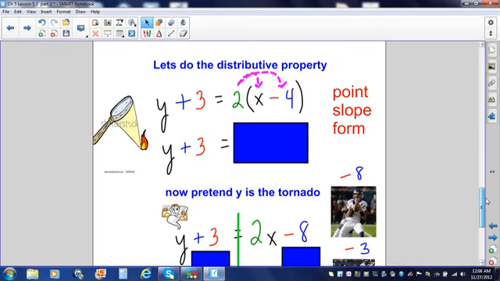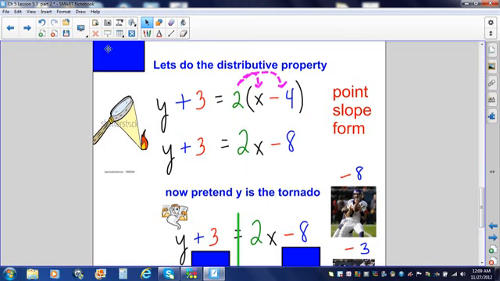Here's a thought. Let's do the distributive property. So on your paper, let's distribute 2 times x and 2 times -4. When we distribute those, 2 times x is going to give us 2x. 2 times -4 is going to give us -8. Still doesn't look like y equals mx plus b.